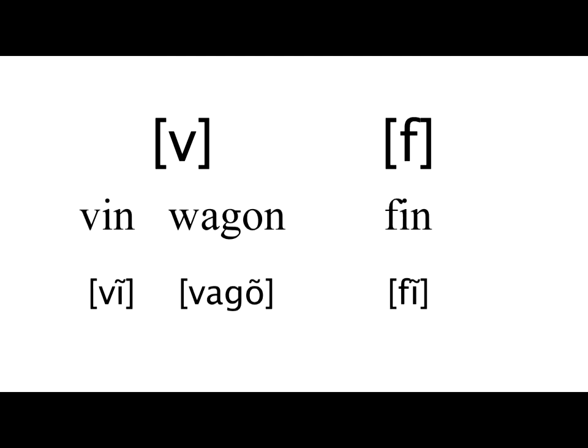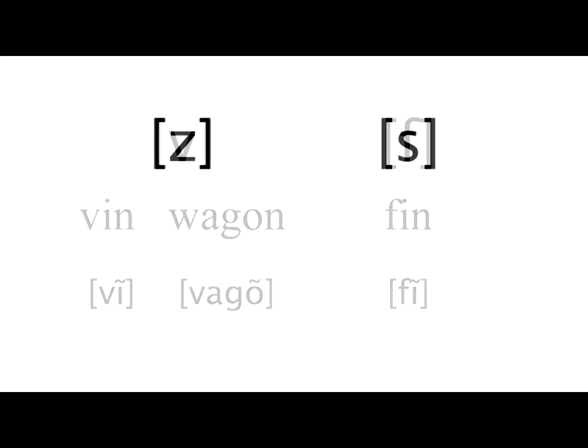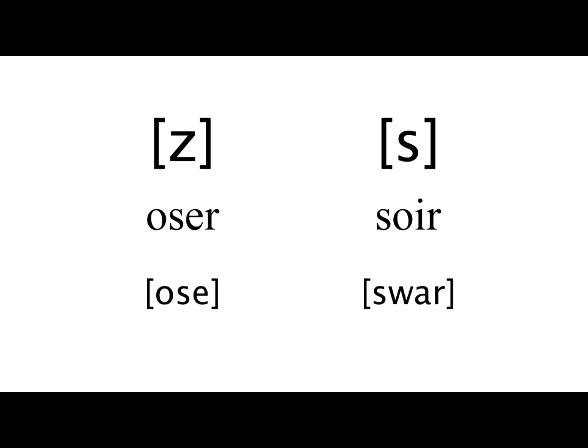Moving on to the sustained consonants, we have v and f, as in vin or wagon, and fin. The z and s sounds are used in oser and soir.